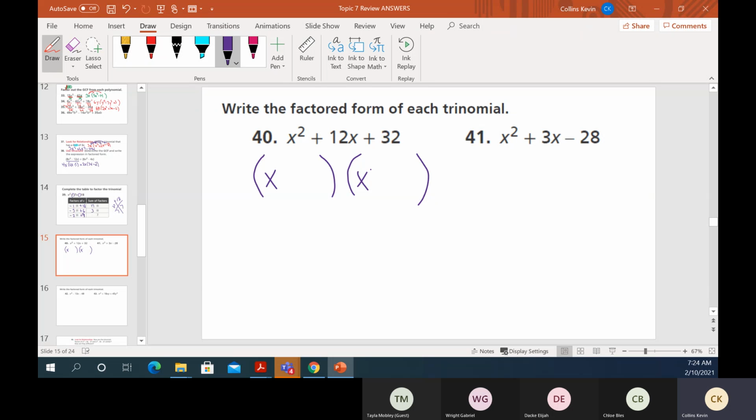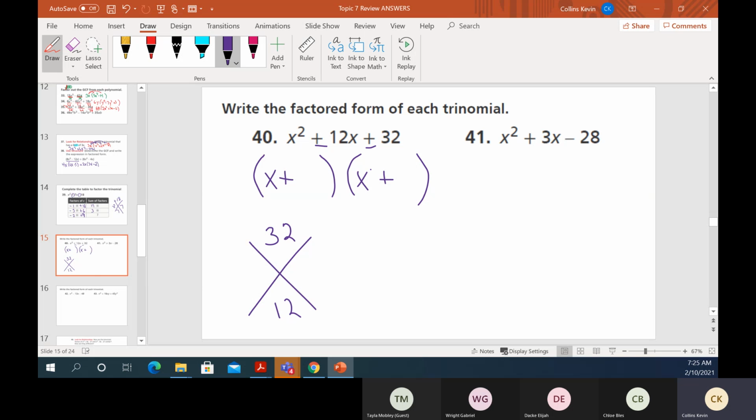All right, so we got x and x. And as the old saying goes, plus and plus here means plus and plus here. Okay, so then we need two factors that multiply together to give us 32 and add together to give us 12.